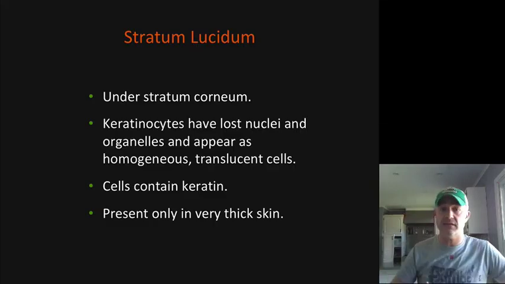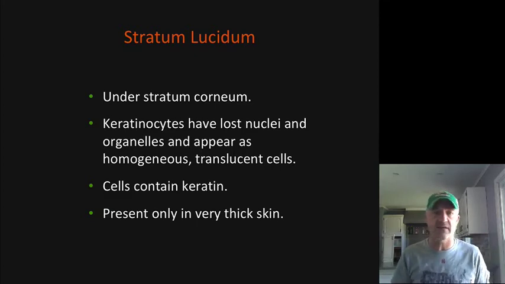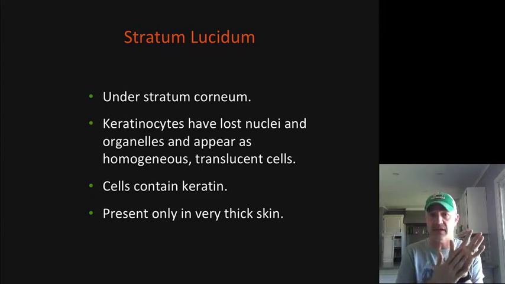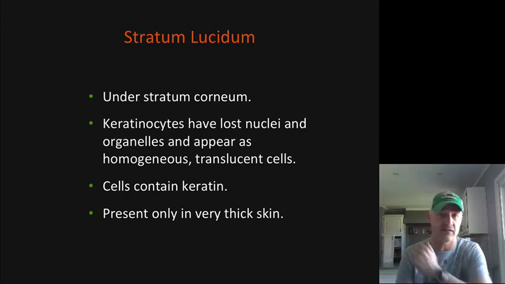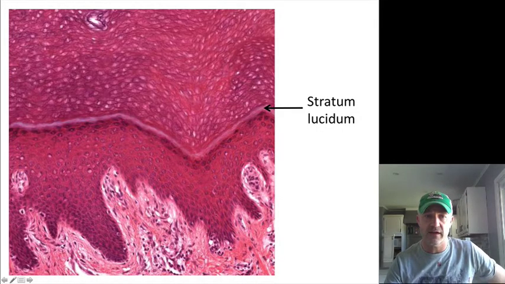Just above that is going to be the stratum lucidum. These cells lose their nuclei. They get very kind of see-through almost. Lucid means clear, if you actually break down the meaning of the word. If you're thinking lucidly, you're thinking clearly. This is the one that we see only in thick skin. So this layer would only be found on the palms of the hands and soles of the feet. We would not see it in the skin of the arm or anything else like that. And you can see that layer right here.